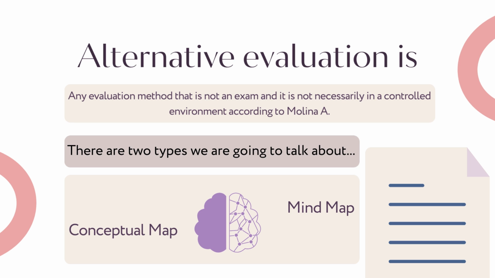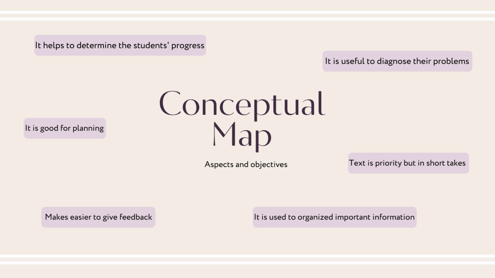There are two types of alternative assessment that we'll be talking about. The first one is the conceptual map and the second one is the mind map. Let's start with the conceptual map. A conceptual map is a technique that is presented as a strategy, a method, and a schematic model. It is also defined as a graphic synopsis of a specific topic. A conceptual map is helpful to determine the students' progress, and it is useful to diagnose their problems in performance, such as task doing and ending.